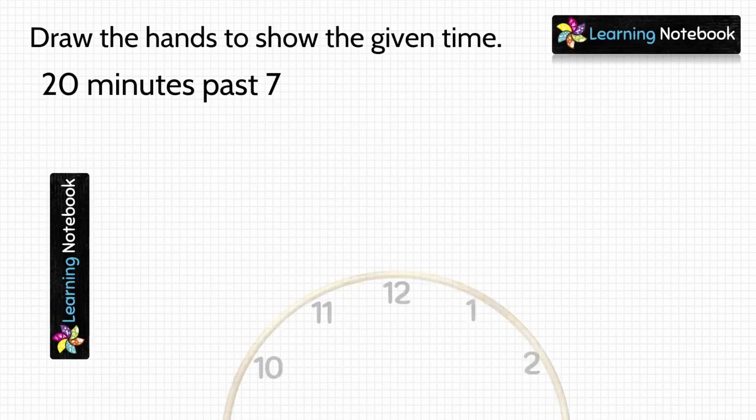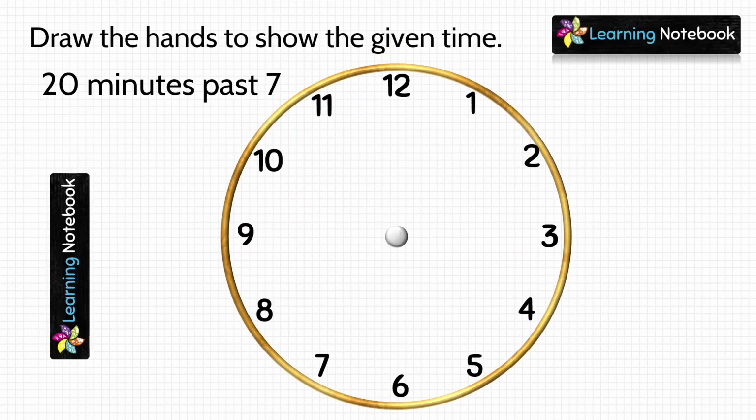Now let's do some different questions. Draw the hands to show the given time. Here students, we are given with the time and we have to draw the hands to show this given time. The time is given as 20 minutes past 7. We can also read this time as 7:20. So now let's draw the hands.